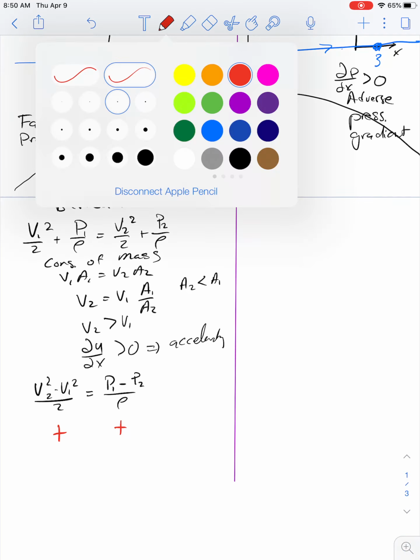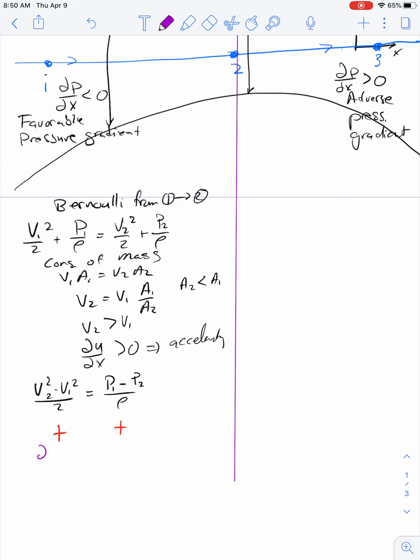So this implies that du dx is greater than 0, and if P1 is greater than P2, that means the pressure is decreasing as we go from 1 to 2. If the pressure is decreasing in the x direction, that means dp dx is negative. And again, this is what we call a favorable pressure gradient.